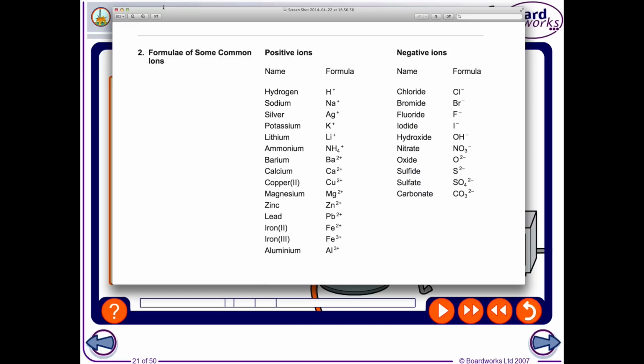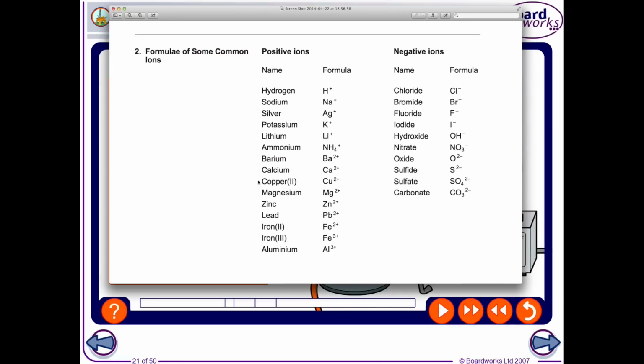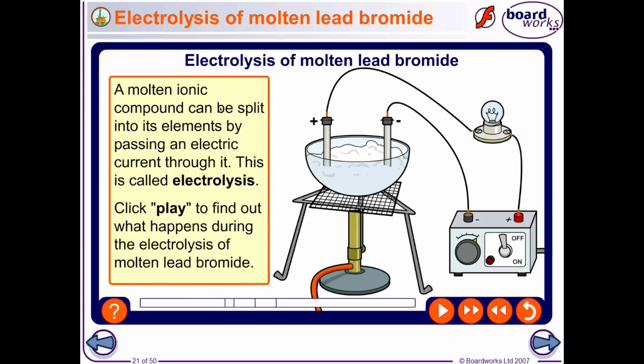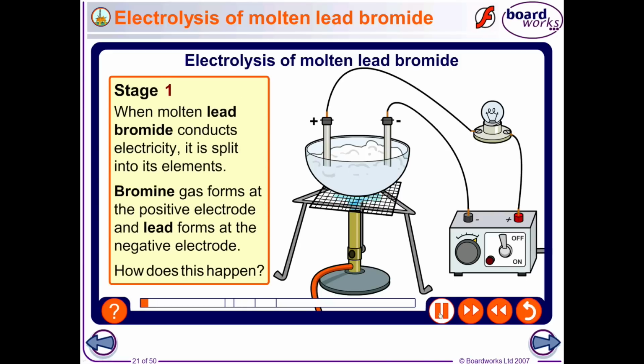If we look at our diagram, we've got lead bromide. So what we're going to do, we're going to find lead on here, and lead is there, it's Pb2+, and bromide is there, it's Br-. So we now know the charges of both the ions. So what we know is that lead is positive and bromide is negative. So immediately I now know that the lead is going to be attracted to the negative electrode because lead is positive, and the bromide is going to be attracted to the positive electrode. So when we play the video, it will talk us through what happens.